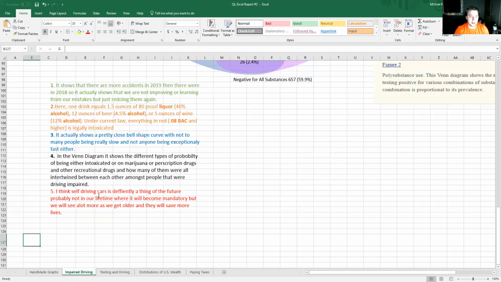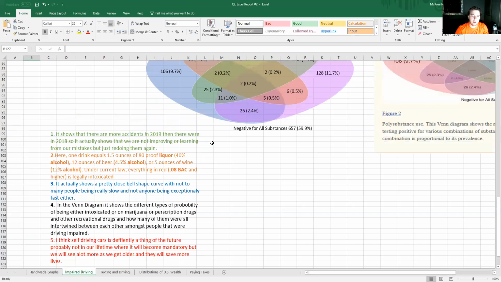I think a self-driving car is definitely a thing of the future, probably not in our lifetime. It's definitely a thing now, but it's probably not going to be something that's required anytime during our lifespan. Maybe in the next generations, but as of right now, I don't think it'll be for a while until we have self-driving cars as a requirement.